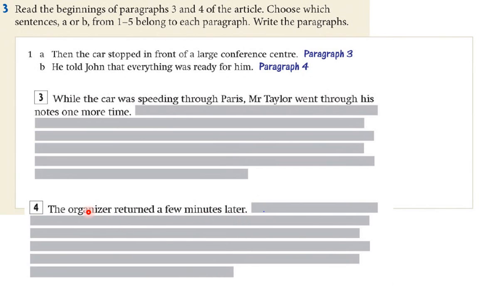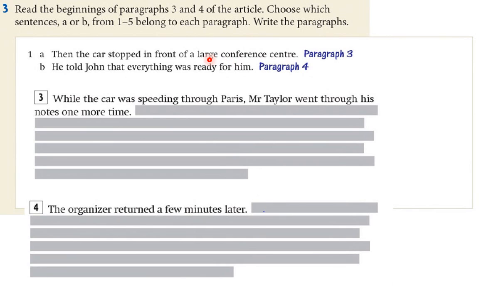In this paragraph, we can see that there is another person, which is the organizer. So the organizer returned a few minutes later. So now we can choose the sentences related to the organizer to put them in paragraph 4, and those related to the car or the way in paragraph 3. Let's go to the first sentence, which contains A. Then the car stopped in front of a large conference center. B. He told John that everything was ready for him.